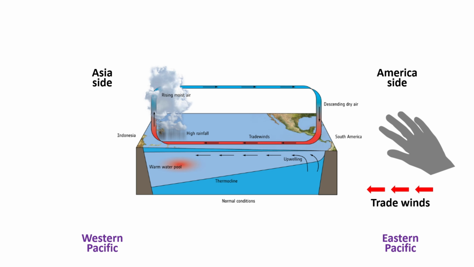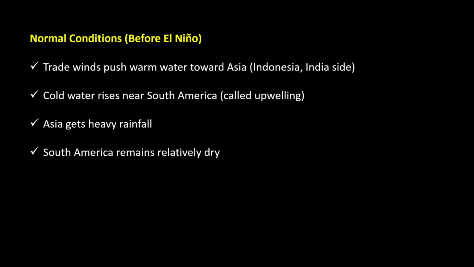This is called upwelling. So as trade winds move the warm water to the Asia side, the cold water rises near the America side, near South America, as something has to replace the water pushed to the other side. So cold water from deep ocean rises up.